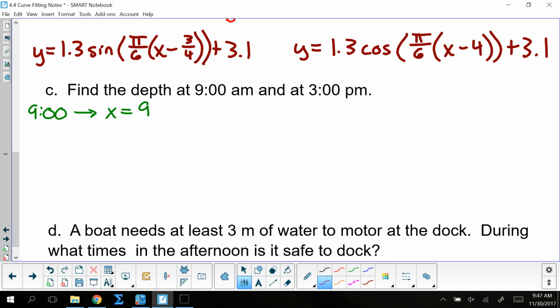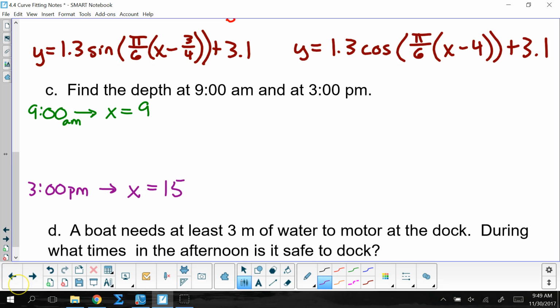Non-trick question now. Okay? 3 p.m. is an x value of what? 15. Okay? You find me now those depths using either one of those. Ideally, they would be identical, but they might be just a little off.